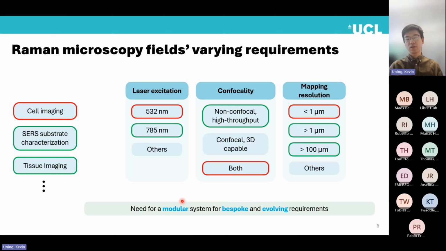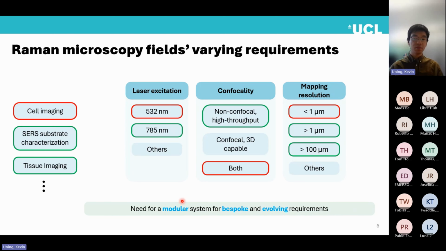than 1 micrometer. However, if in the future the same group decides to perform tissue imaging in addition to their pre-existing cell imaging project, they might require completely different requirements, a completely different setup with a 785 nanometer non-confocal for high throughput measurements and different mapping resolutions. And what this means is that depending on the application, the required laser source, the required spectrometer, and stage choices, for example, will differ. And so there is currently a need for a modular system so that bespoke and evolving requirements can be accommodated.